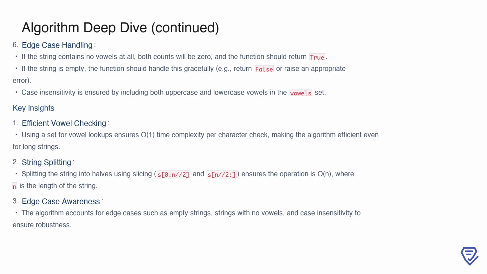Key insights from this approach include the efficiency of using a set for vowel checking, which ensures constant time lookups, and the simplicity of using slicing to split the string, which operates in linear time. These design choices ensure that the algorithm remains efficient and easy to understand.